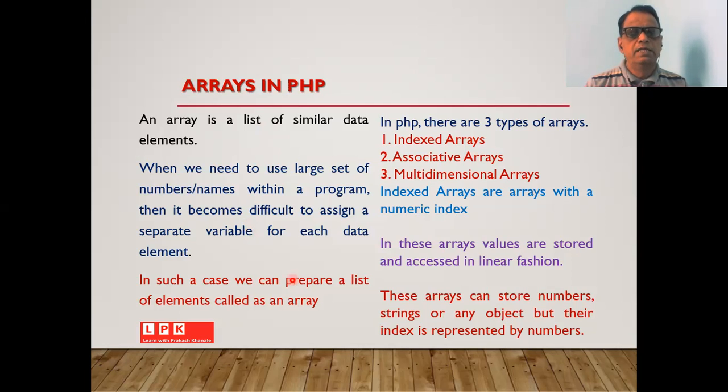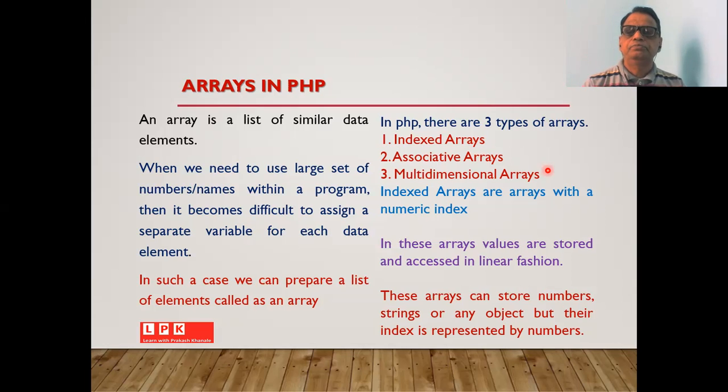So we can prepare a list of elements, and this list of elements within a program can be called an array. As far as PHP is concerned, there are three types of arrays. The first type is called an index array. The second type is called an associative array. And apart from these two, we can have multi-dimensional arrays. So these are the three types of arrays in PHP.